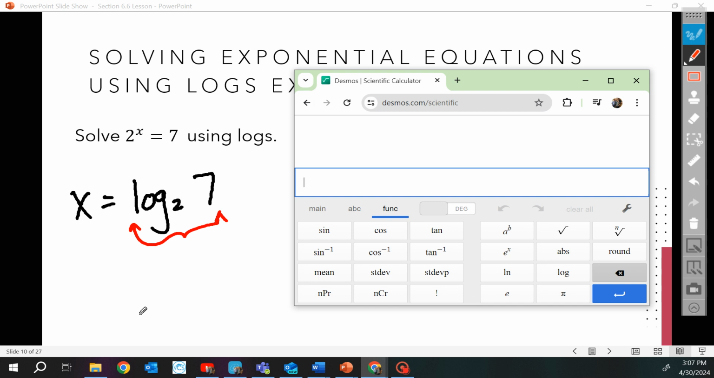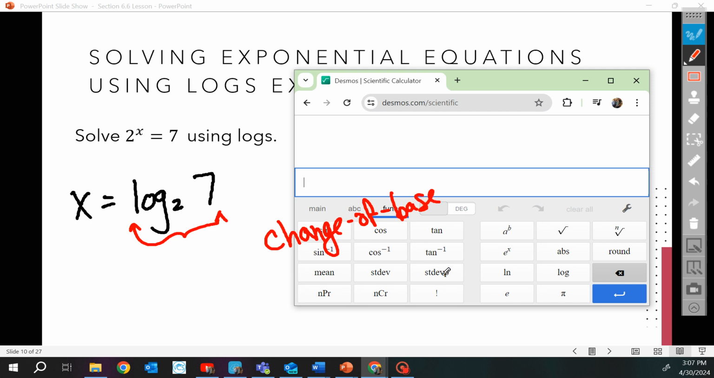Does anybody remember? We went over how to do this a couple days ago. How to calculate something like log base 2 of 7, yeah. Correct. So that's the change of base formula. You're correct. So we have to use the change of base formula.